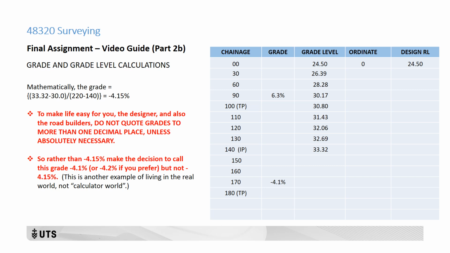So make life easy for the road builders. Their equipment probably only works to one decimal place anyway. So trying to have them find grades to 2 decimal places, they're going to say, well, which piece of gravel do you want to measure it on anyway?